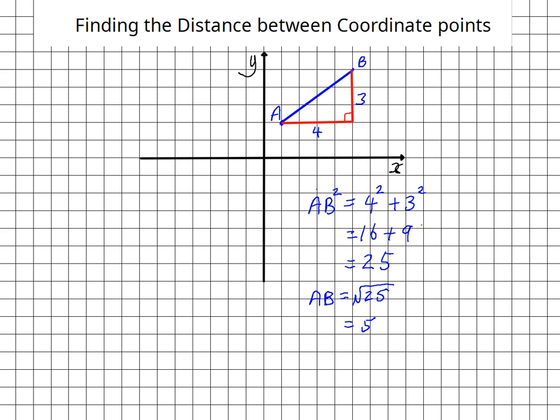Now on this one, our x and y coordinates don't have any measurement or any units to them. So it's just 5. There's not any units, not 5 centimetres or 5 metres or anything on this one. If our coordinate grid had units to it, then the length would be in the same unit as our coordinates. Okay, let's look at another example.